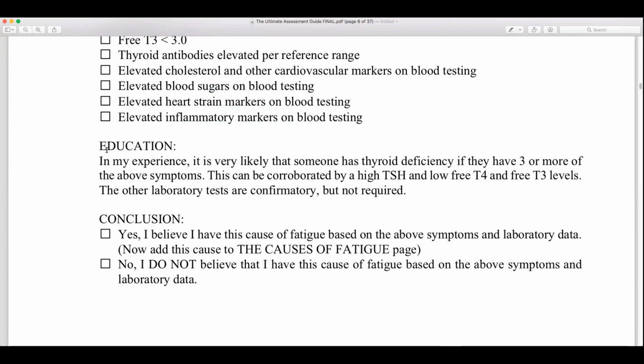So then here's education. In my experience, it is very likely that someone has thyroid deficiency if they have 3 or more of the above symptoms. This can be corroborated by a high TSH and low free T4 and free T3 levels. The other laboratory tests are confirmatory but not required.